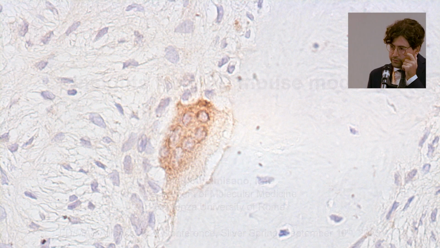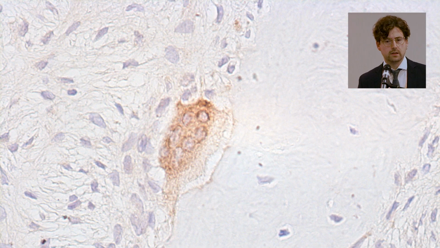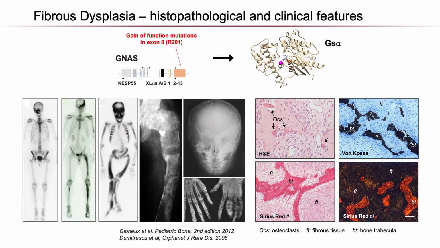And I would like to start from this picture here. Some of you may have recognized it. This is an osteoclast from FD bone biopsy. It is stained with an anti-MMP9 antibody. And it is not only the main character of this presentation, but actually the main character of the last 7 years of work in our lab.